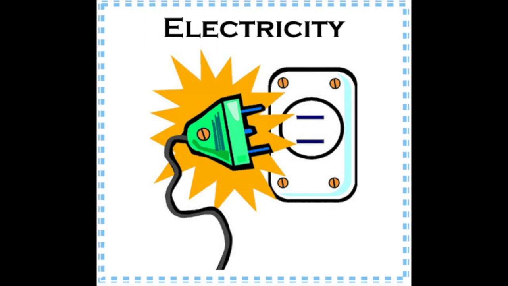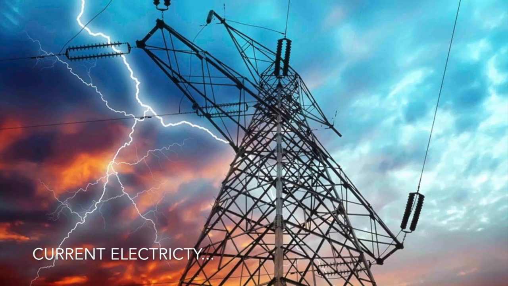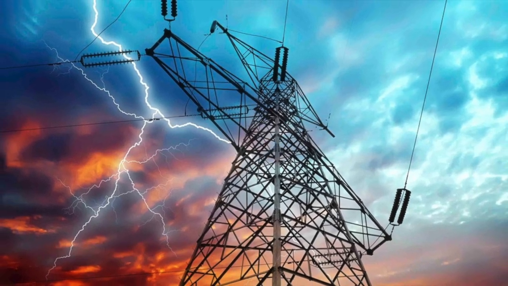Electricity is a form of energy that can either stay in one place or flow from one place to another. The kind of electricity we'll be talking about today is called current electricity, meaning it moves from one place to another like the electricity in our homes use.